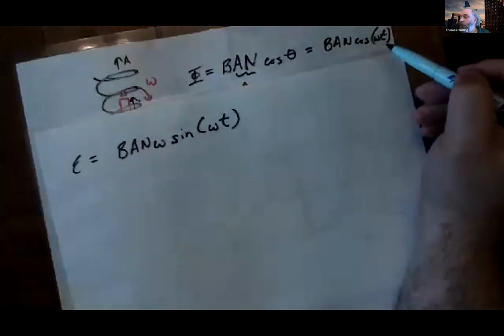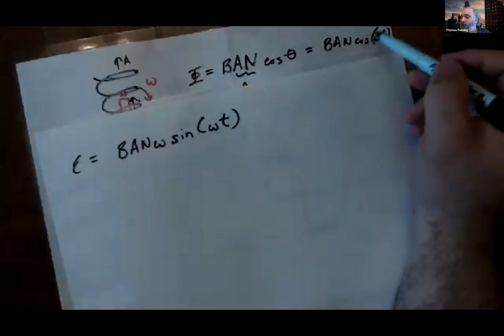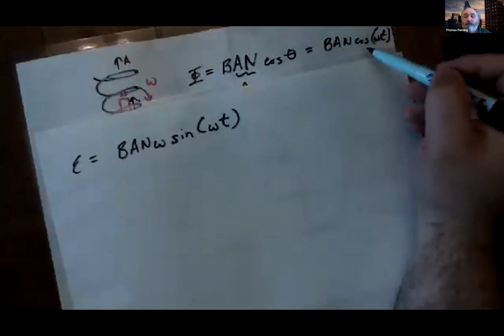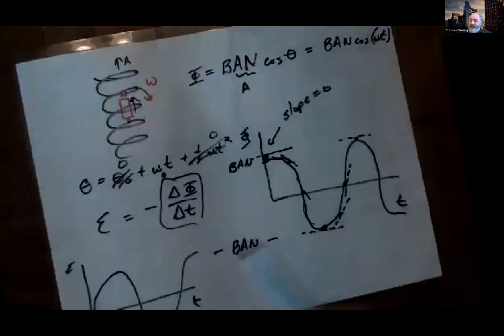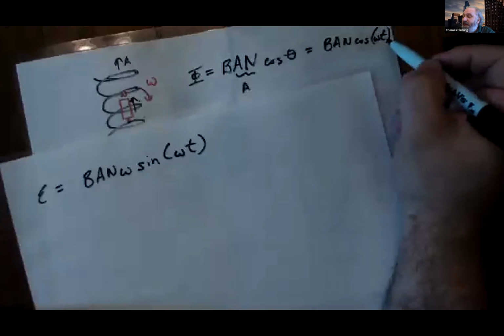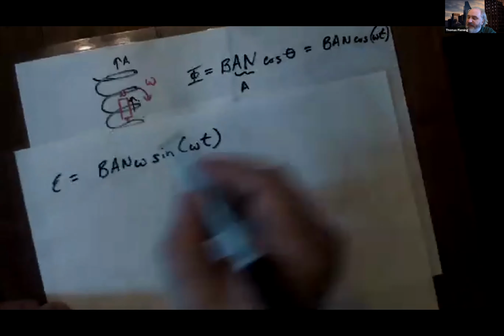What's the derivative of BAN cosine omega t? Well, I have to take the derivative of cosine, and the derivative of cosine is negative sine, but the negative got canceled by the other negative, so it became positive. But when you take the derivative of omega t, that's a function of a function. I have to use the chain rule and multiply by the derivative of the inside function, and the derivative of omega t with respect to t is omega. That's where the extra omega came from.